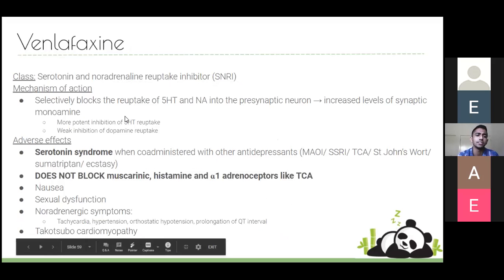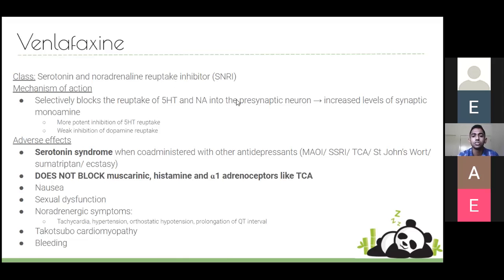Venlafaxine, SNRI, so serotonin and noradrenaline reuptake inhibitor. Going to block uptake or reuptake of serotonin and NORAD. So same sort of, does what it says. The name is what it does. It's going to be more specifically working on our serotonin. So it's again going to be causing serotonin syndrome, but it's going to have minimal effect on our muscarinic, histamine and alpha-1 adrenoreceptors as opposed to our TCA, sorry.